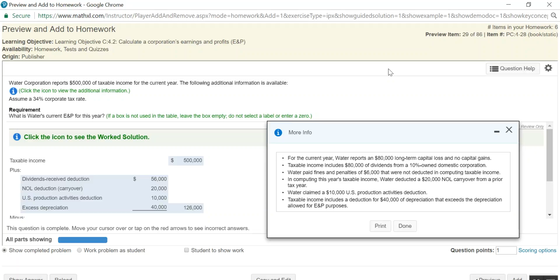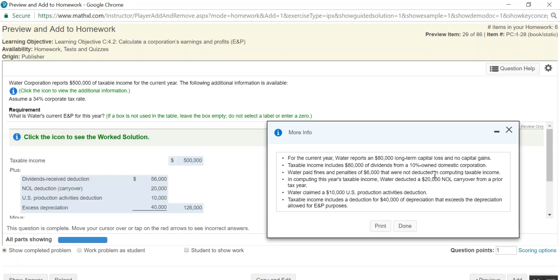As we discussed in the slides, you always start with taxable income when you're trying to calculate E&P, and that's the goal of this problem, to calculate E&P. And they gave you in the information taxable income of $500,000. Then they give you all this other information. One piece of information they give you is that there were dividends received of $80,000 from a 10% owned corporation.